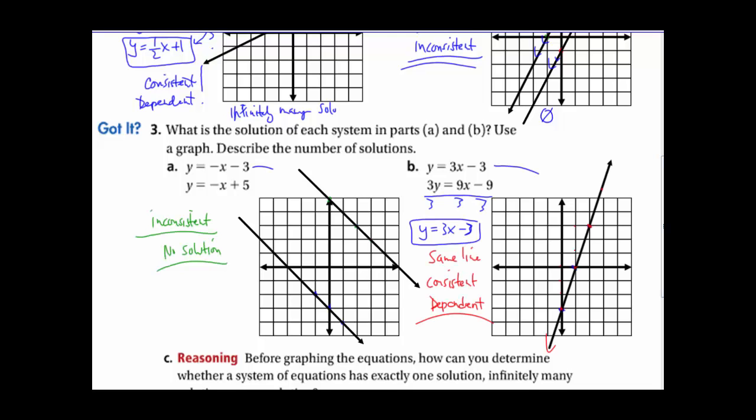Welcome back. 3A. Notice they're both solved for y. They have the same slope and different y-intercepts. Same slope with different y-intercepts tells you they are parallel lines. So therefore it's inconsistent, no solution.